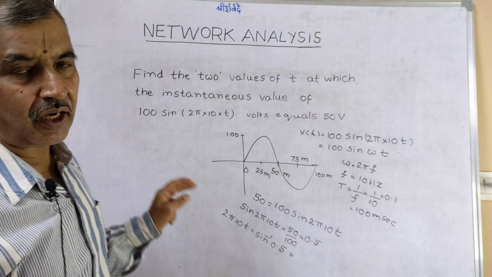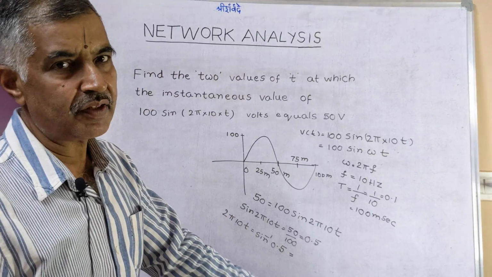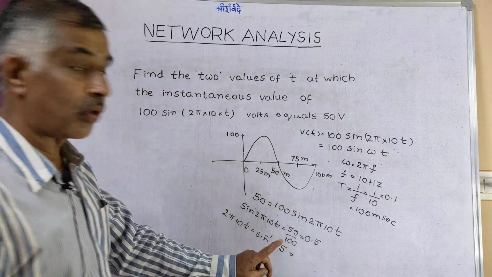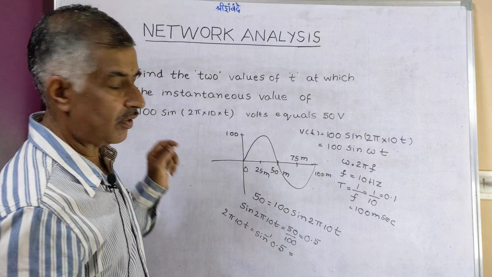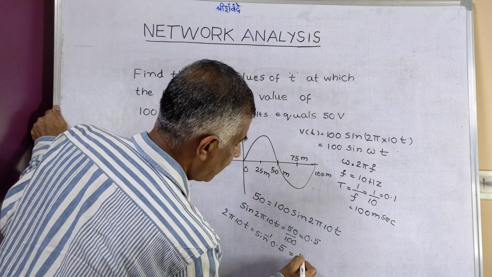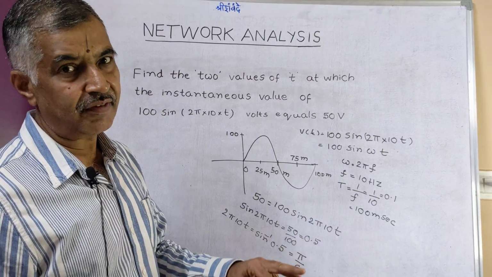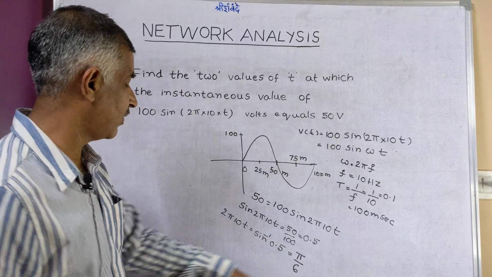You can find it using a calculator. If you have to find sine inverse, set it to radian mode. Okay. Now sine inverse 0.5 is pi by 6 or 30 degrees. We know that sine inverse half is 30 degrees or pi by 6 radians. You have to take pi by 6.